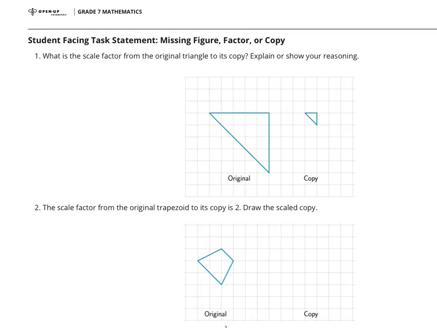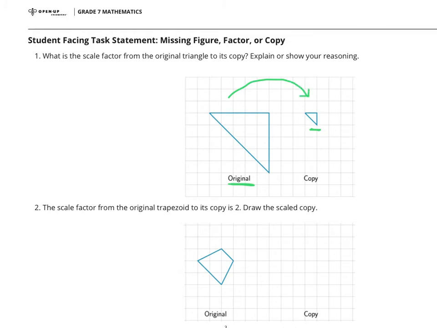And it's asking us here, what is the scale factor from the original to its copy? So first thing we need to do is figure out which one's the original. And it tells us in this case, the big one is the original and the small one is the copy. So I need to know the scale factor. Well, let's see, I'm going from a bigger one to a smaller one.